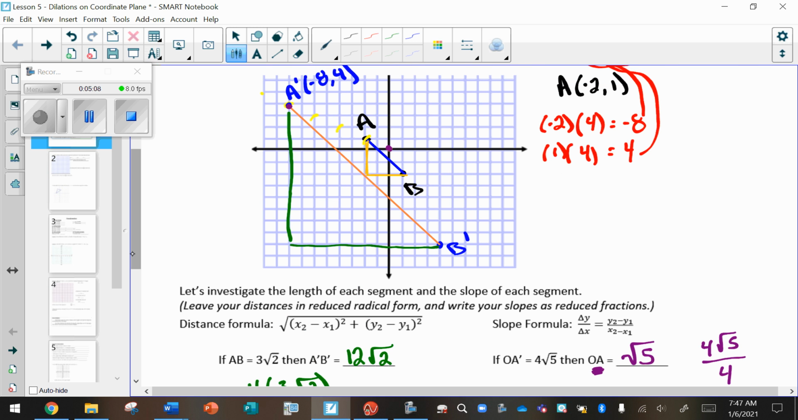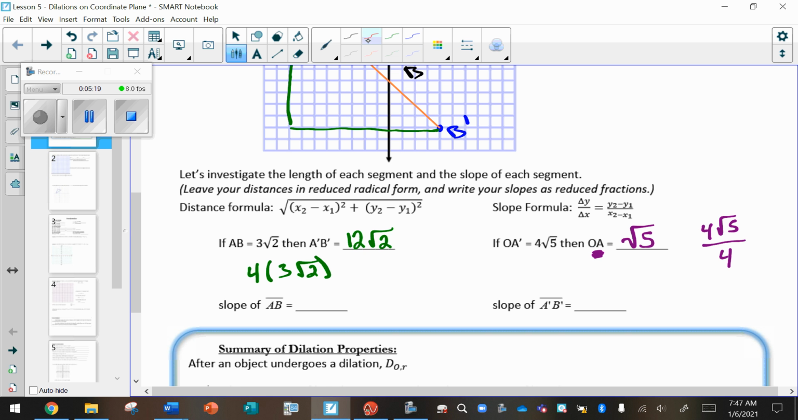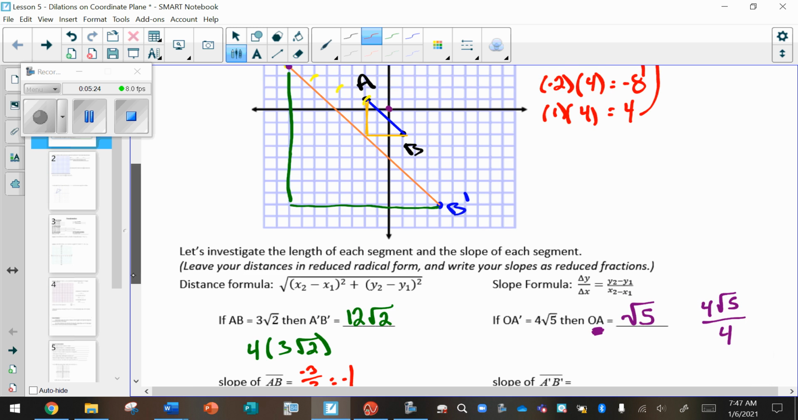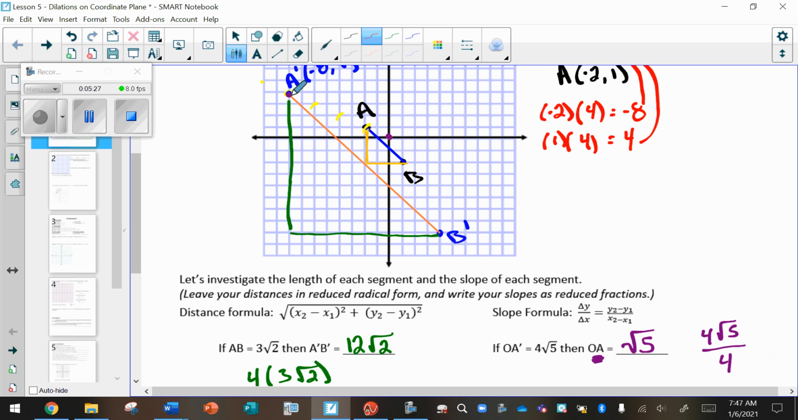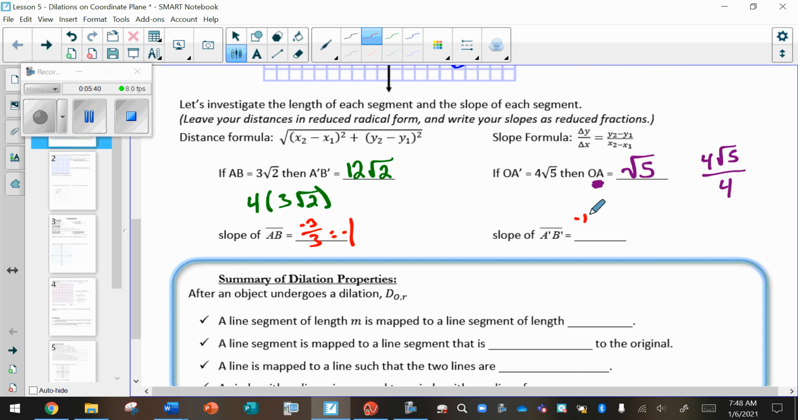The slope of AB is down 3 over 3. So the slope being down 3 over 3 is negative 1. And the slope of A prime B prime, counting down 12 over 12, is exactly what we would expect based on things that we've talked about before, because the image is parallel to the pre-image.